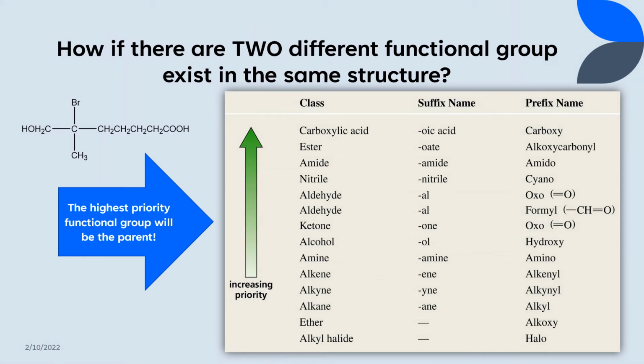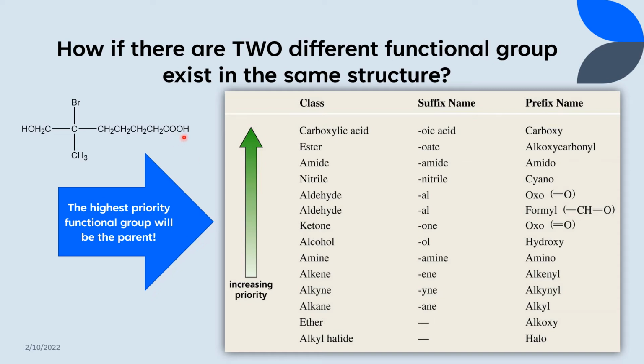How if there are two different functional groups exist in the same structure? Okay, contohnya dalam struktur ni kita ada OH hydroxyl dan juga COOH carboxyl. Okay, so sekiranya kita ada dua ataupun more lah different functional groups in the same structure, maka kita kena pilih which functional group yang akan menjadi parent. So di sini, the highest priority functional group will become the parent.